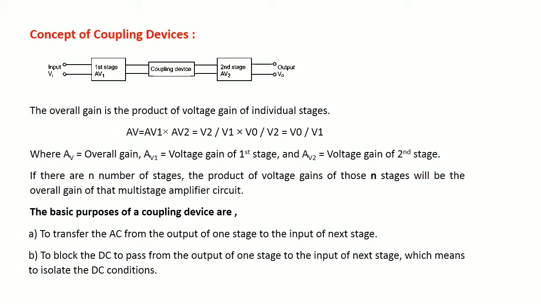The overall gain is given by the product of the individual gains of each amplifier stage. Here the equation is there. If we are considering two stages, stage 1 and stage 2, then the overall gain for these two stages is equal to AV1 multiplied by AV2, which is the gain of the second stage. Or in other words, we may say that the overall gain is equal to the output of the second stage to the input of the first stage.